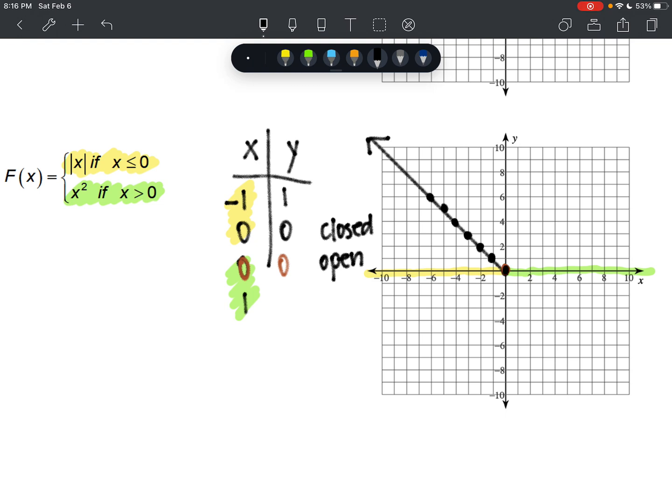So that's the important part of this graph, is when you've got an open circle and a closed circle on top of one another, the closed circle fills in the open circle. So you can't see the open circle.